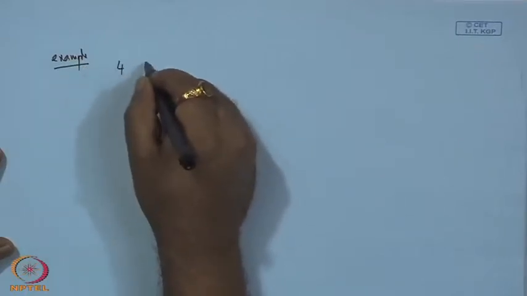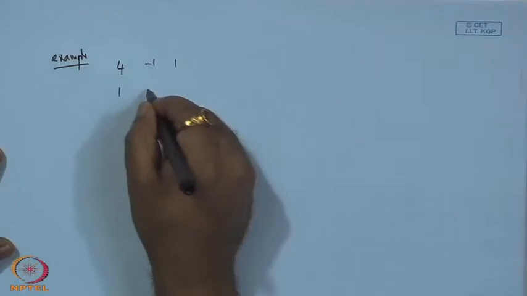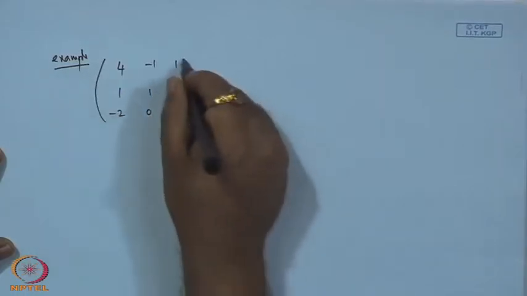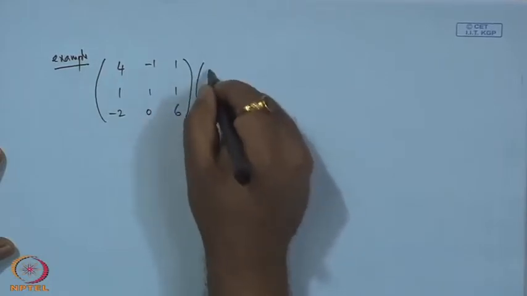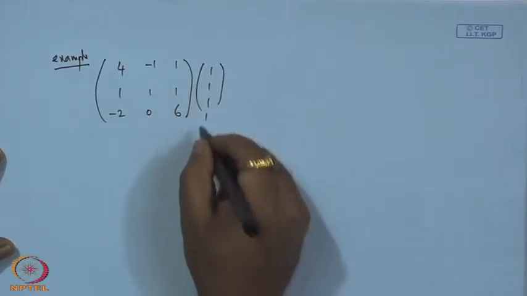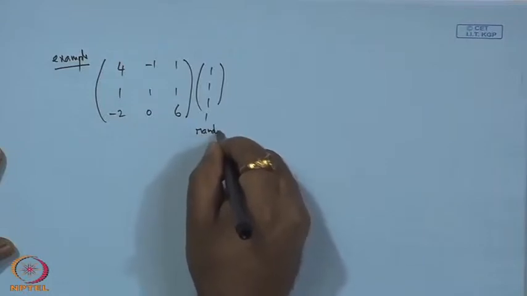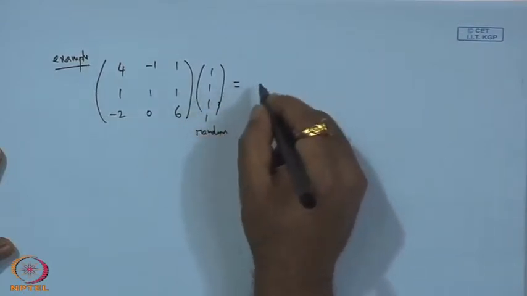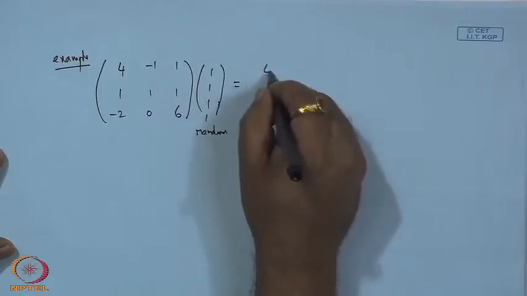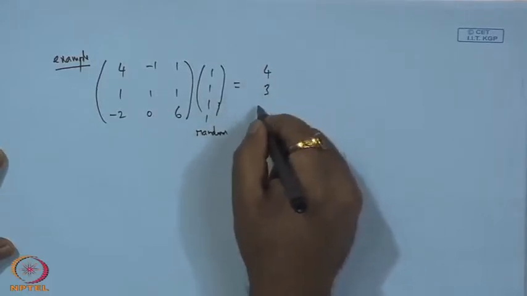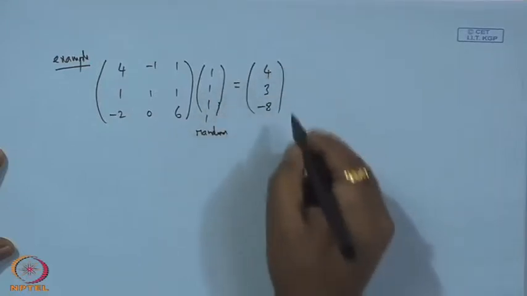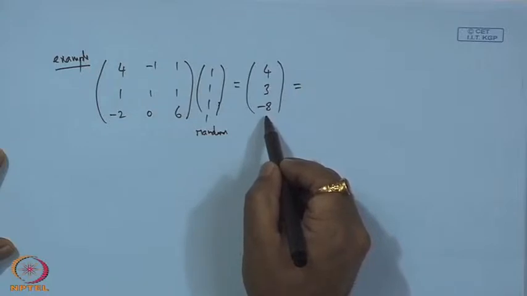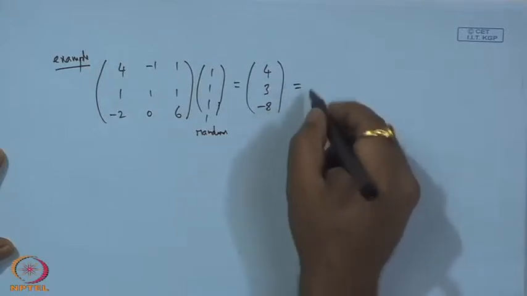So, consider this matrix. Let us say we start with this arbitrary vector. When we compute, we get 4, 3, minus 8. Now the maximum entry in magnitude is definitely 8. So, we normalize.